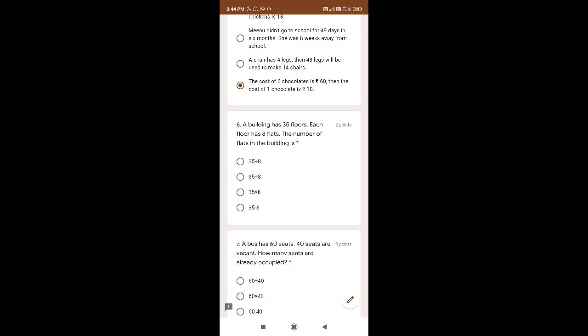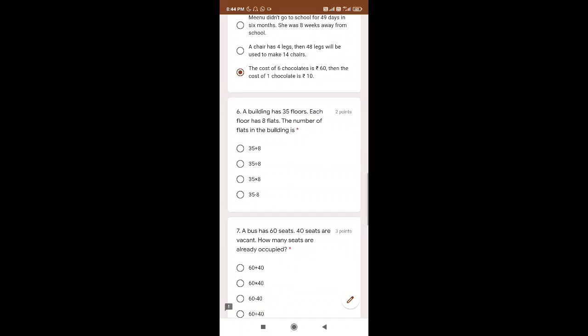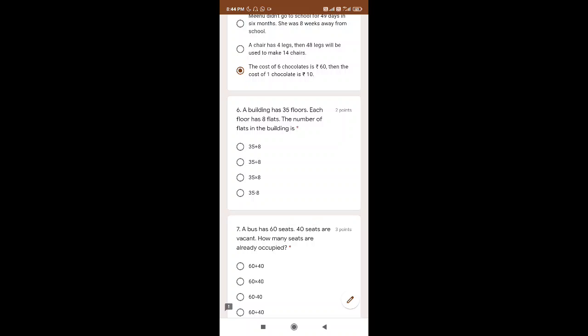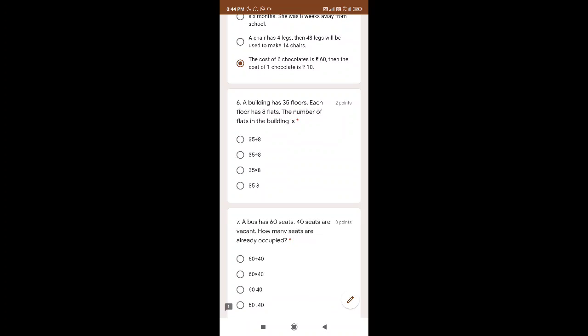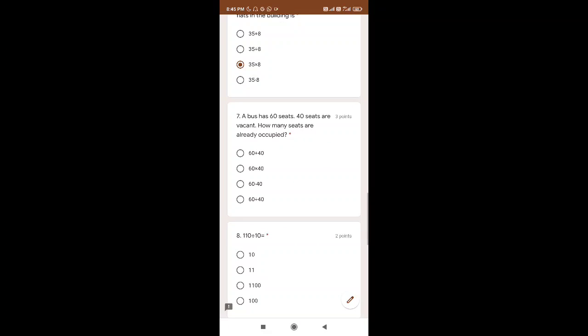A building has 35 floors, each floor has 8 flats. So the number of flats in the building is option A 35 plus 8, option B 35 divided by 8, option C 35 multiplied by 8, option D 35 minus 8. So which will be your correct answer? A building has 35 floors, each floor has 8 flats. So here the number of flats will be 35 multiplied by 8. You have to do multiplication here. So option C is the correct answer. Then come to question number 7.